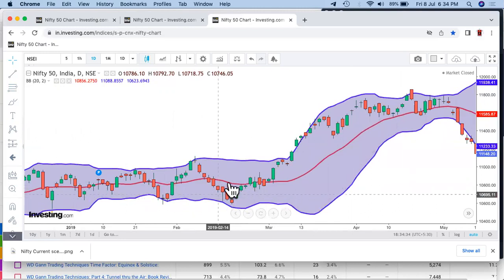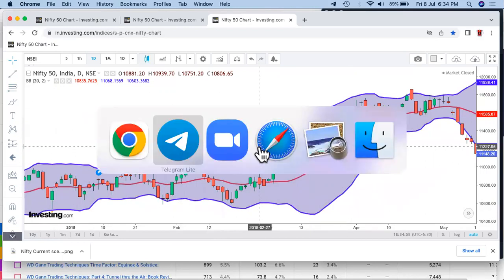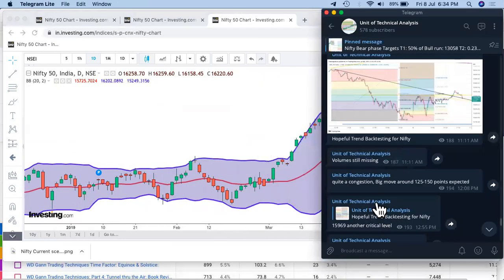And if you find a trade where the price is just touching somewhere near the Bollinger Band, it crosses just above the median line, takes a support over here and then starts moving up, so probably you can take a trade over here, right? Simple, very simple. Yes, I'll be coming to our point. I took this trade, which was quite a congestion, big move around 125, 150 points.